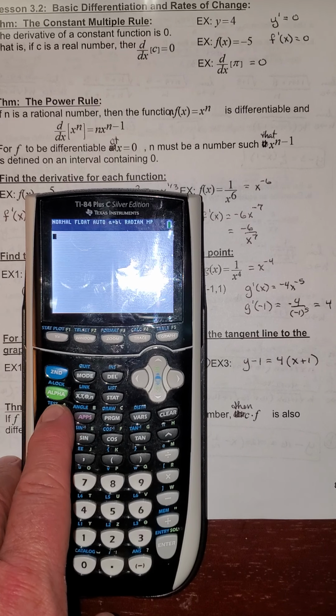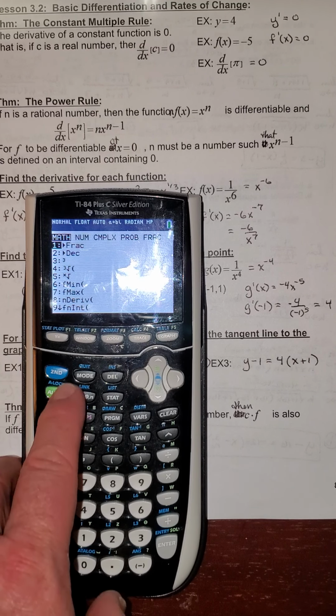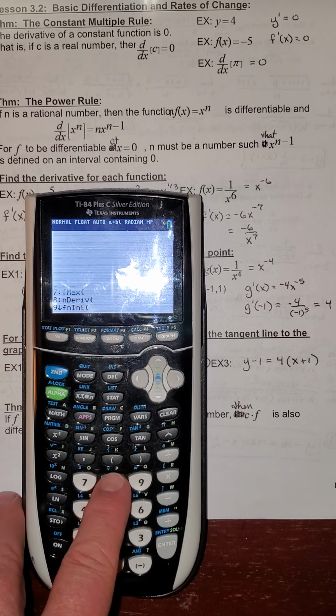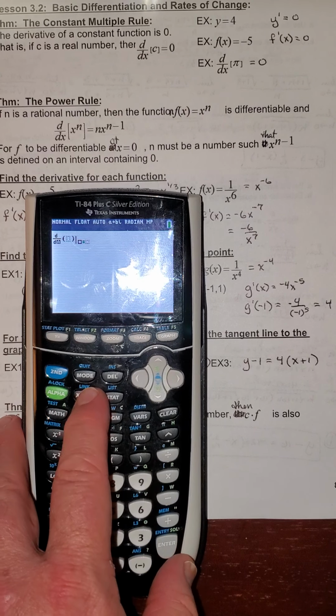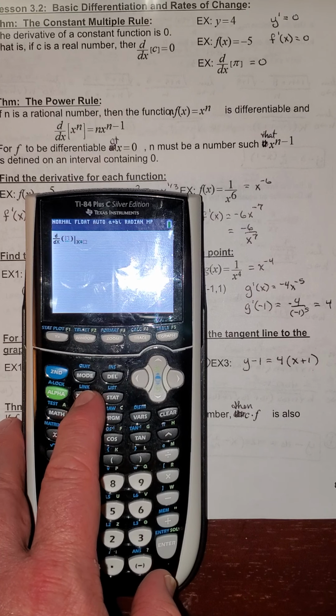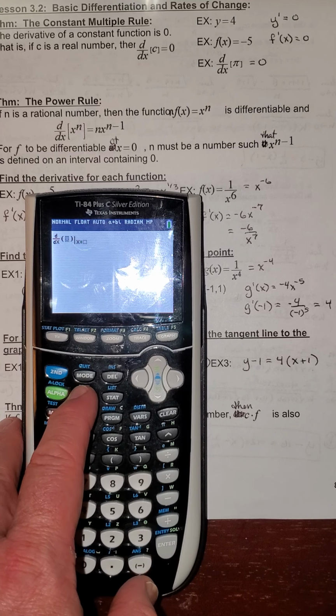You're going to hit Math, and look at number 8. It says nDeriv. Now, if you have one of the newer calculators, this is what it looks like. Okay? Now, you need the derivative with respect to x. So that first box, you're going to put in an x. Now, the next box, you're actually going to put in the function.